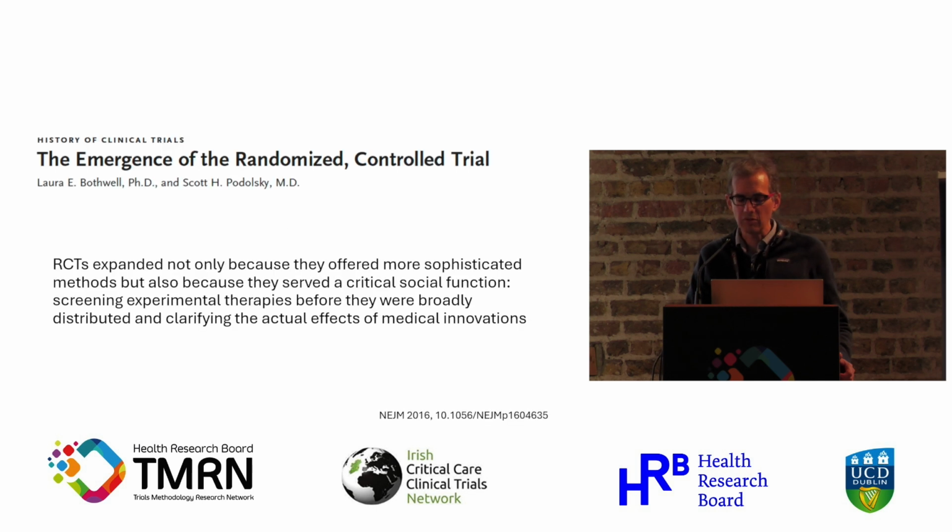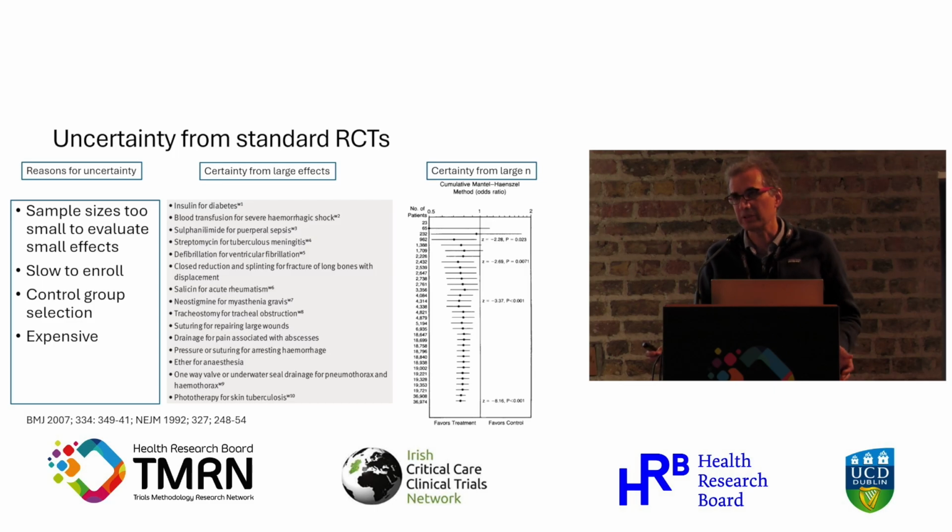Okay, so the randomized controlled trial really emerged to answer questions about which interventions worked. And back before the randomized trial, when lots of therapies were being sold to patients with very little evidence, this was seen as a major advance. And we've talked about some of the limitations of standard two-arm randomized trials and why they produce uncertain results and why many people became frustrated by them.